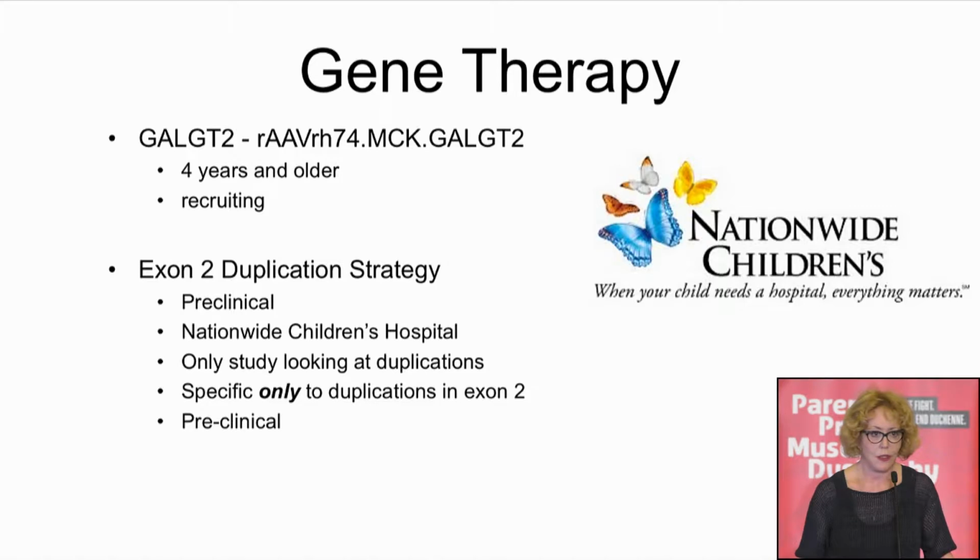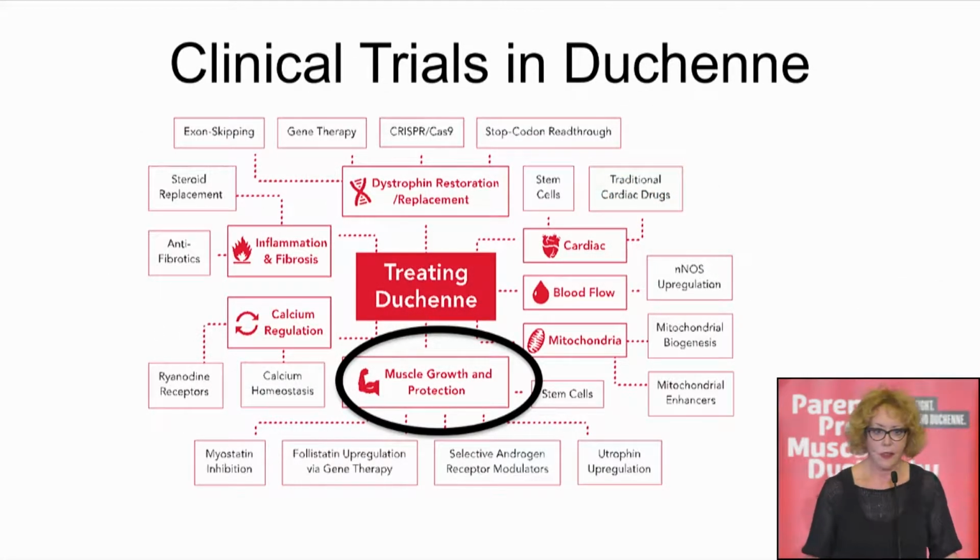One of them is GALGT2. You'll hear about that from Kevin Flanagan. He has treated one patient, and so you'll hear some maybe preliminary data from Kevin. Also, the exon 2 duplication is now, virus is being produced for a clinical study with exon 2 duplication. So you'll hear perhaps a little bit about that study as well, although it is not in the clinic at this moment.